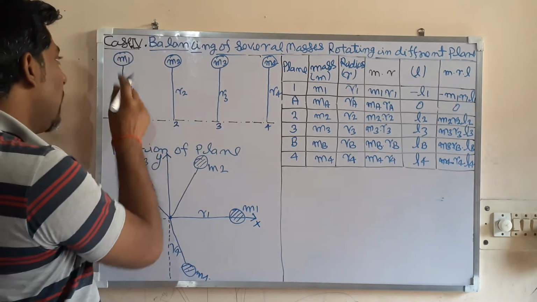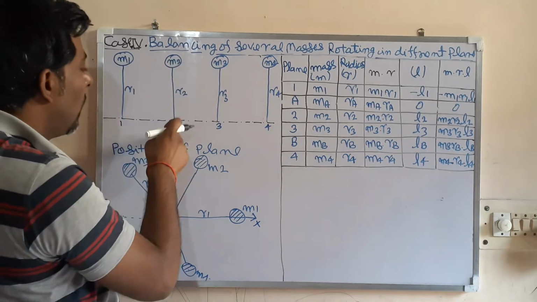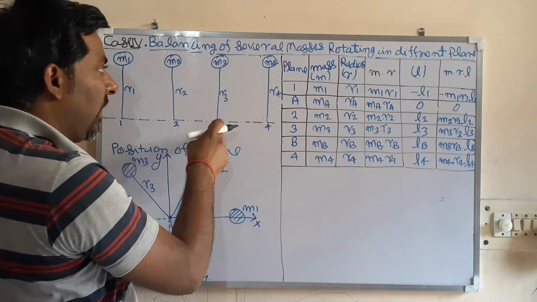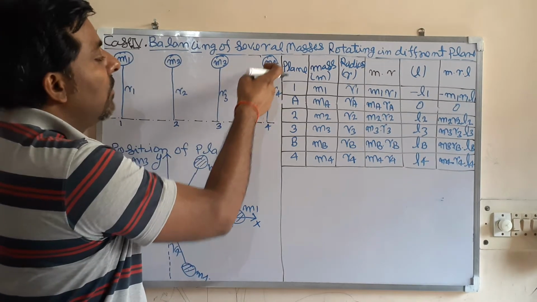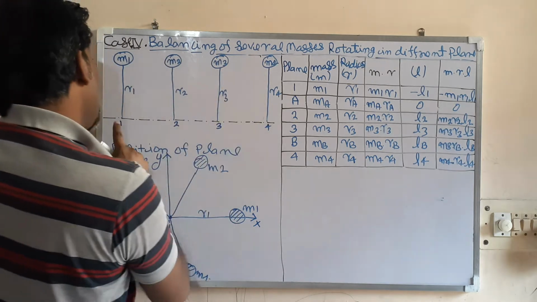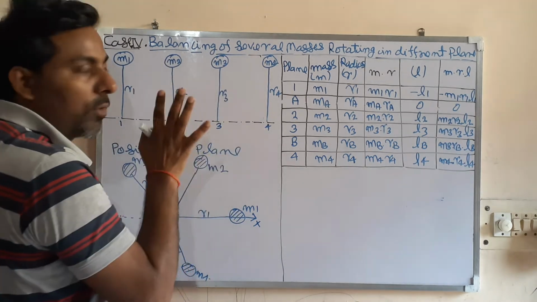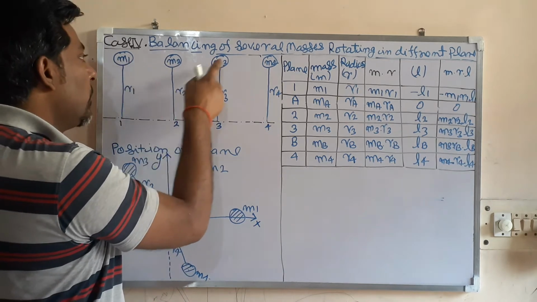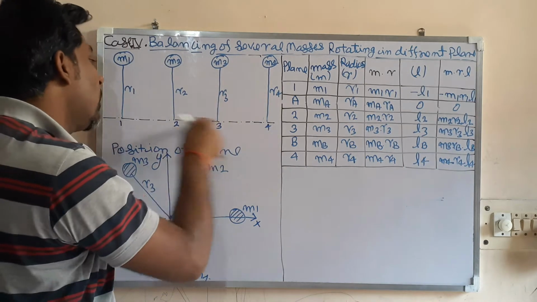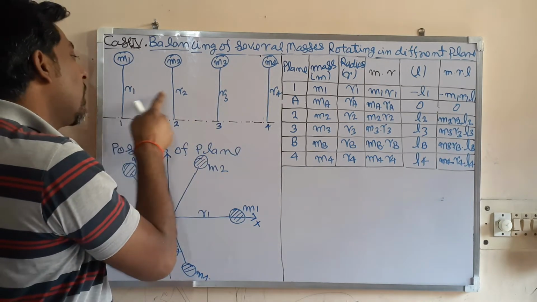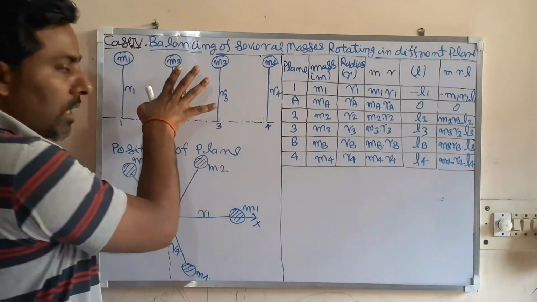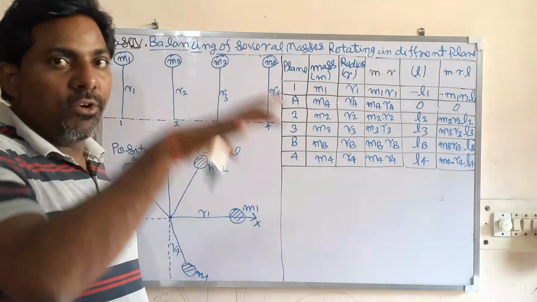This is the plane of mass M1, that is 1. This is the plane of mass M2, that is 2, this is the plane of mass M3, that is 3, and this is the plane of mass M4, that is 4. So the planes of masses M1, M2, M3, M4 are 1, 2, 3, 4. They are rotating at a constant angular velocity of omega about this axis at radii R1, R2, R3 and R4. So this is our system. Now we are going to balance it.